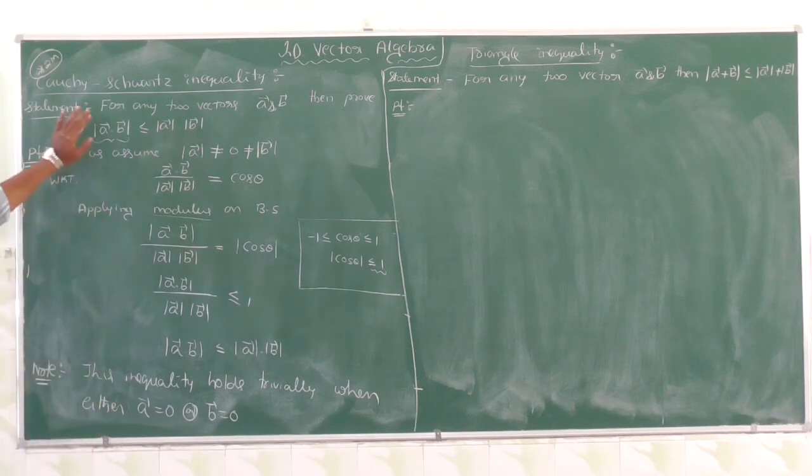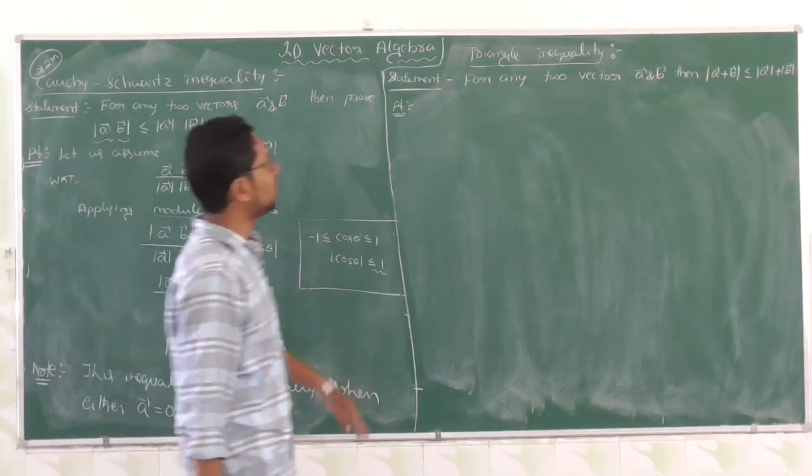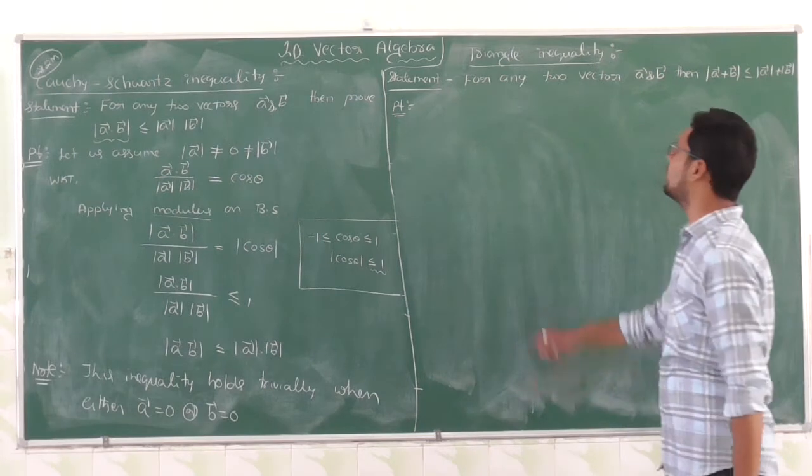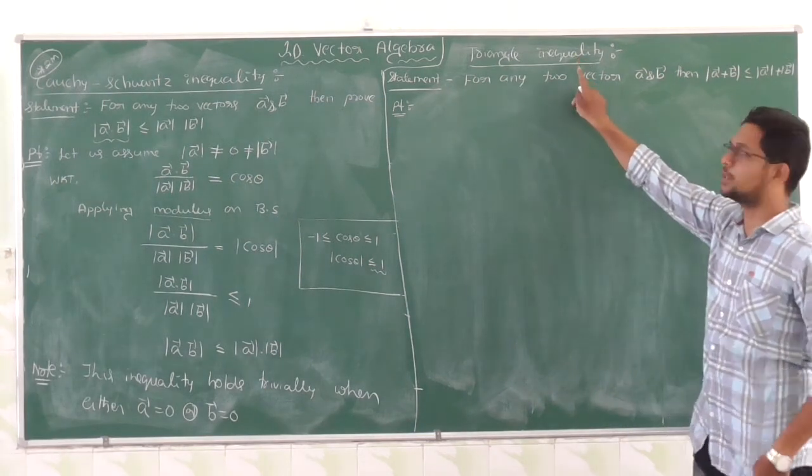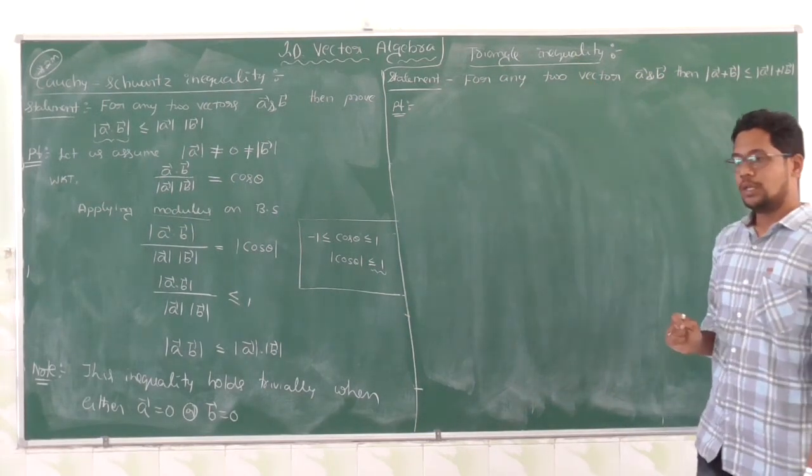It is the Schwarz inequality. The proof of this one is important for 2 marks. Next one. Let us move on to the triangle inequality.